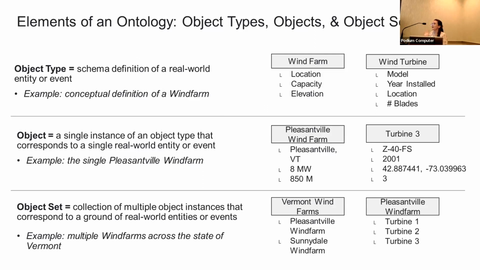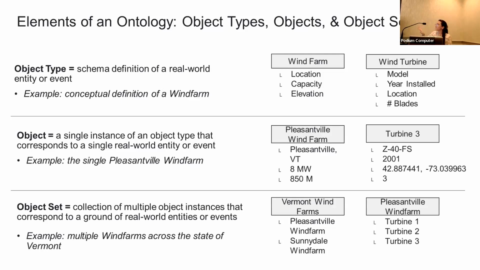Okay, so that at a high level is what an ontology is, and that sets the framework that we'll use for our activity later. But I also just wanted to go over a few elements that make up an ontology. So how do we get there?